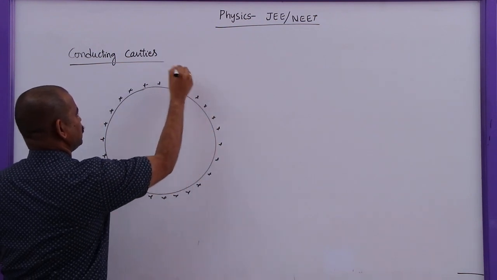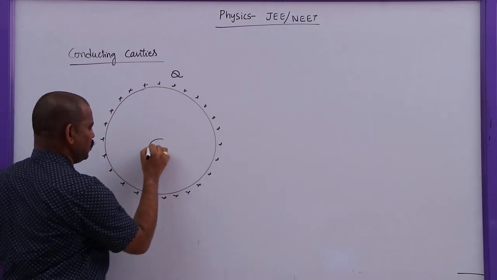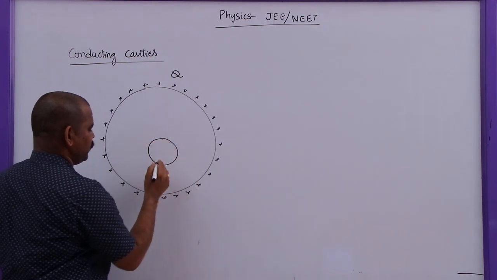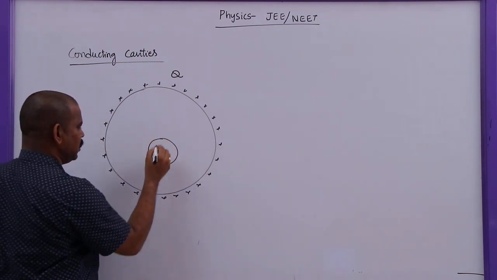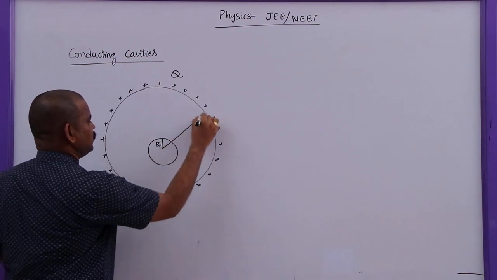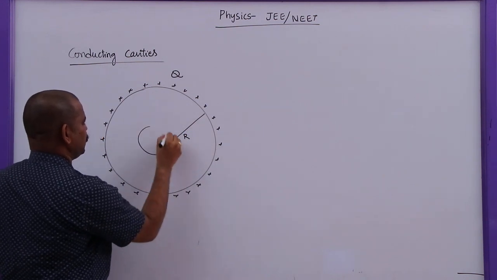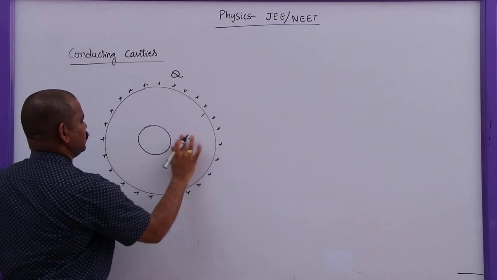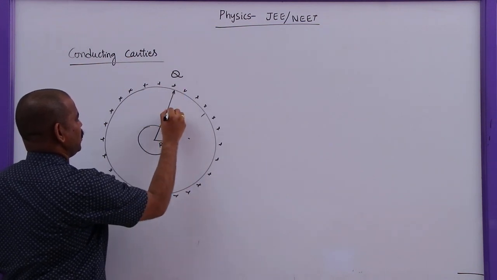Let the total charge on this one be Q. Inside this one, I have a small cavity. This is the cavity, and within this cavity there is no charge. Let the radius of the cavity be R1 and the radius of the sphere be R2. Let us say the cavity is at the center of the sphere.